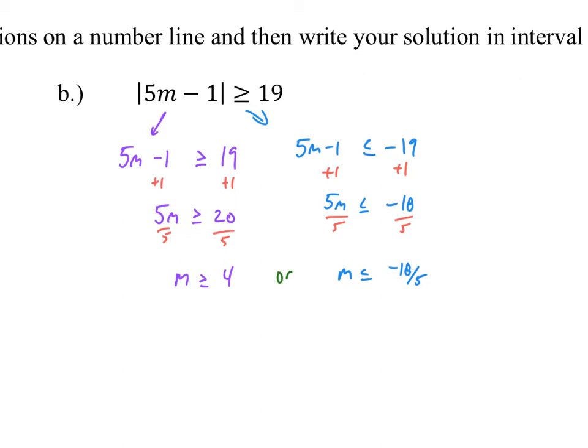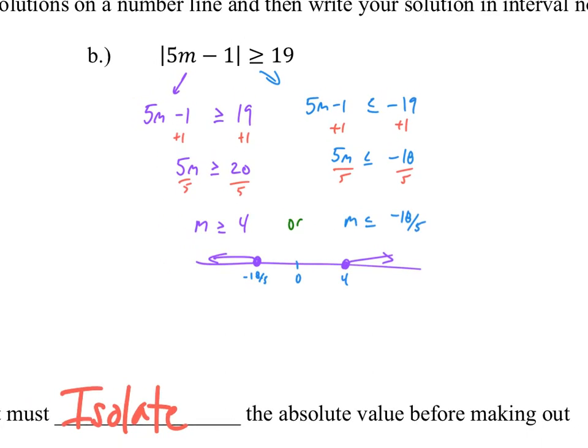If we had to graph this, I would take that 18/5, which is like, what, 3.6. That'd be 0. And then 4. So we get closed circles on both, since it's equal to. It'd be m is less than or equal to 18/5. M is greater than or equal to 4. And then I'll leave you guys to write in the Edpuzzle what the interval notation is.